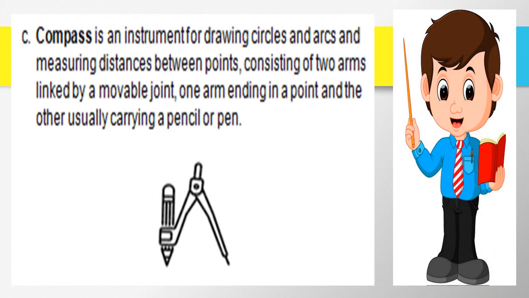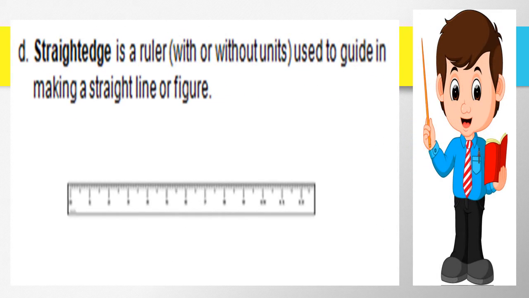We have compass. Compass is an instrument for drawing circles and arcs and measuring distances between points, consisting of two arms linked by a movable joint, one arm ending in a point and the other usually carrying a pencil or a pen. As you can see in the illustration below, that is an example of a compass. Straightedge is a ruler with or without units, used to guide in making a straight line or figure.